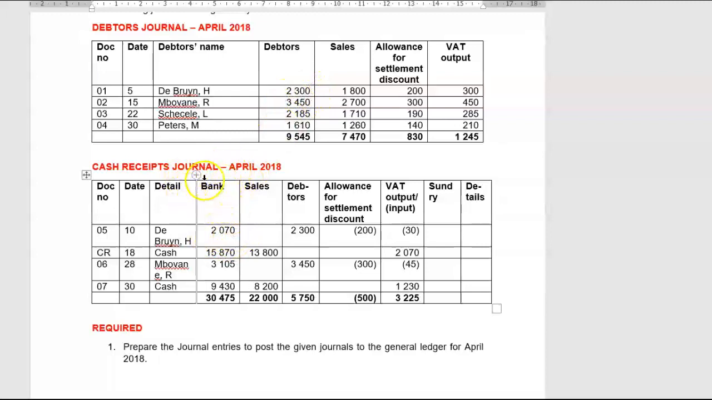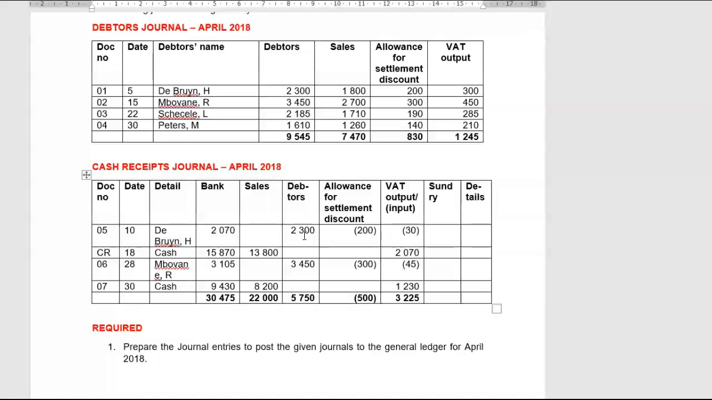So you can only post to your bank account the amount actually received. But with what amount do we want to clear the Brain's account? We want to clear the full 2,300 Rand against this account. So the full amount of the invoice that he has settled will go to the debtors column in the cash receipts journal, 2,300. In the bank account will only be the actual amount received. In the debtors column will be the total outstanding invoice of 2,300.